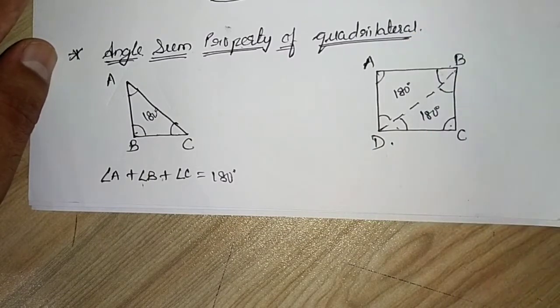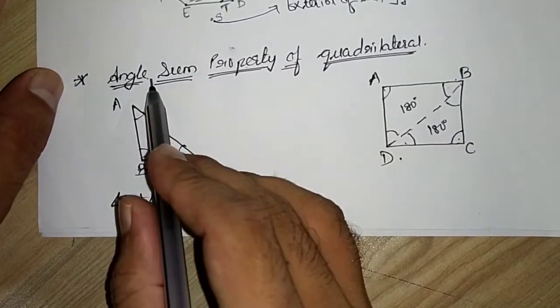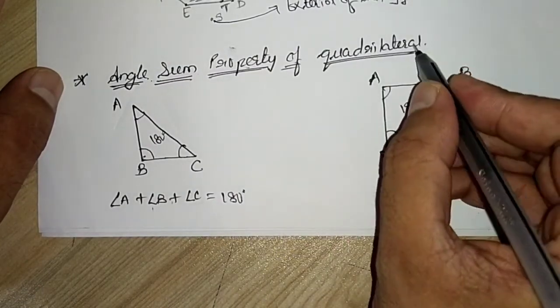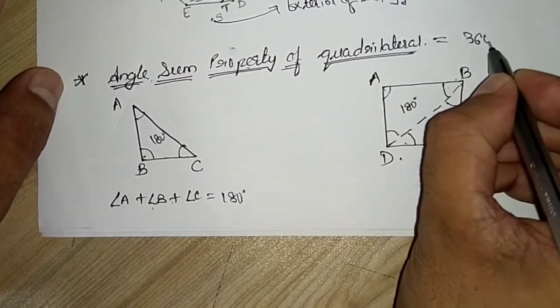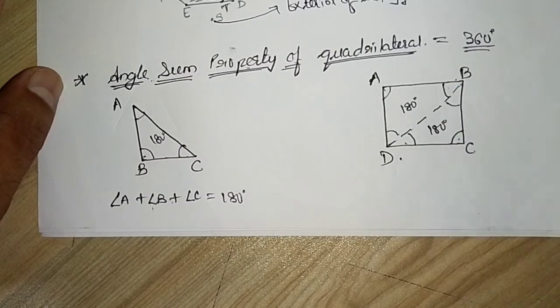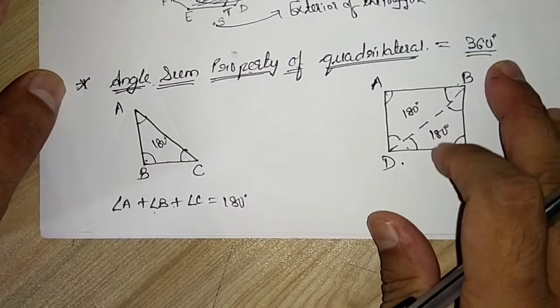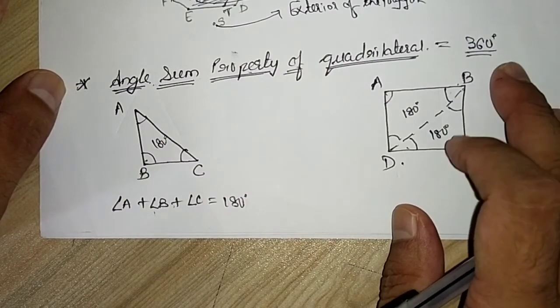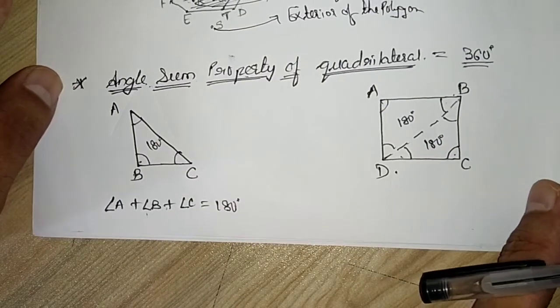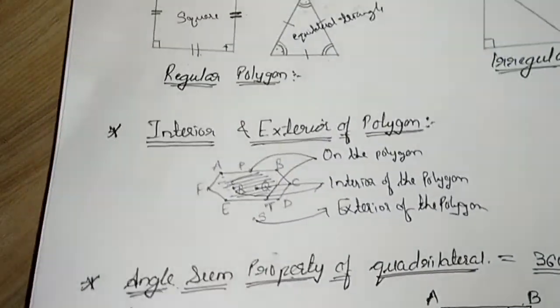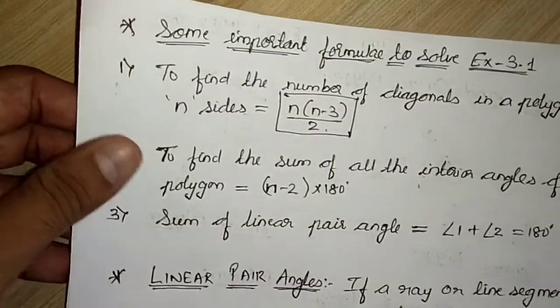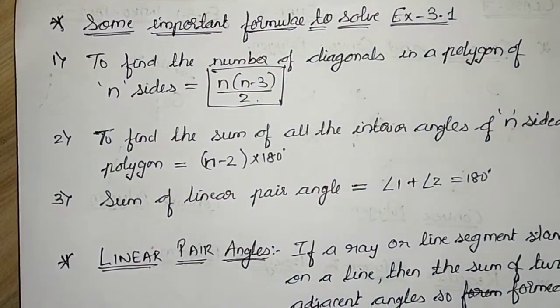So if I add them, can I say that the angle sum property of the quadrilateral is equal to 360 degree, right? It is asked in many exams, so take it as a blanks or true or false. Now moving further, we are going to have some important formulae.